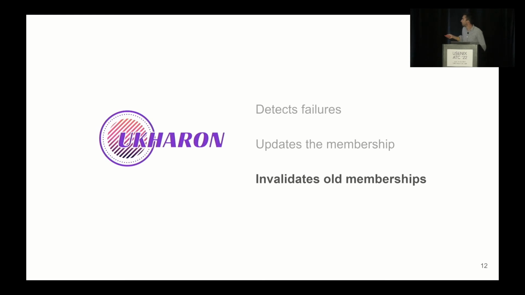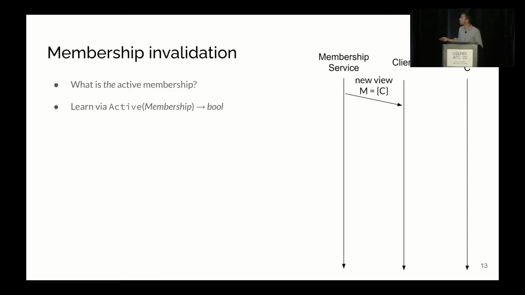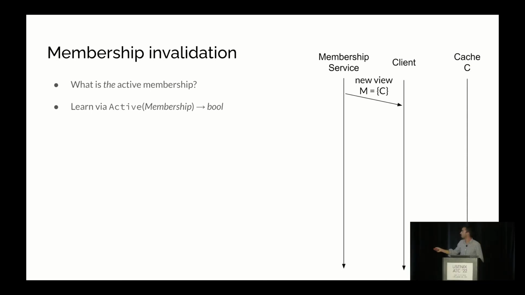Then the next thing that you want to do once you have decided on a sequence of memberships is to make sure that there's no one living in a previous membership. So if we go back to the issue we had at the beginning of the presentation, the client had gotten a membership, but he didn't know whether that membership was actually the active one, the current one, the one in which everyone should be operating. So what is the active membership? We expose that with a method that we call the active method, to which the client is simply going to give a membership and get back a Boolean saying yes or no, this thing is the active one.